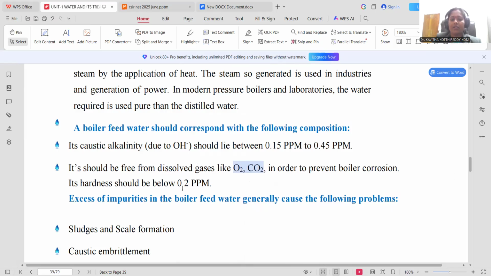The hardness should be in the range of 0.2 ppm. That is extremely negligible. By the ion exchange process, we can generate water containing hardness of less than 0.2 ppm. That's the reason why proper water treatment is required before feeding water into this boiler, right? Then only can we avoid harmful impacts during the generation of steam, and the troubles can be mitigated. Excess impurities in the boiler feed water generally cause the following problems.